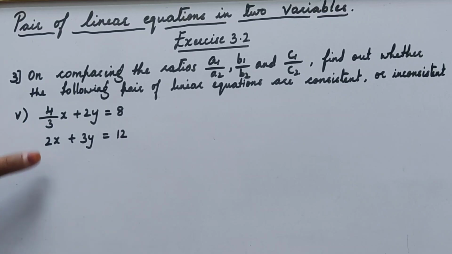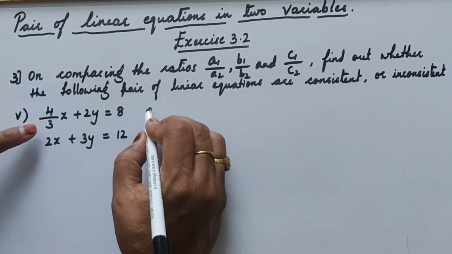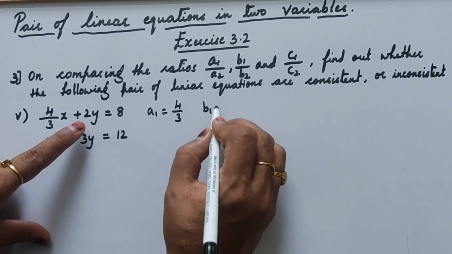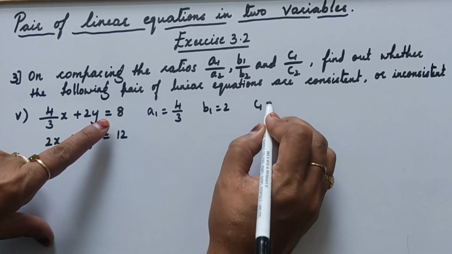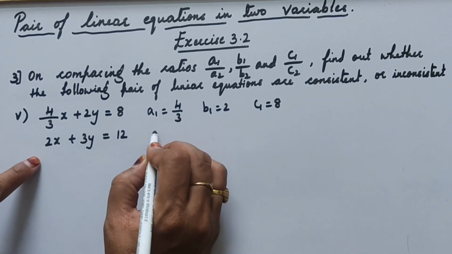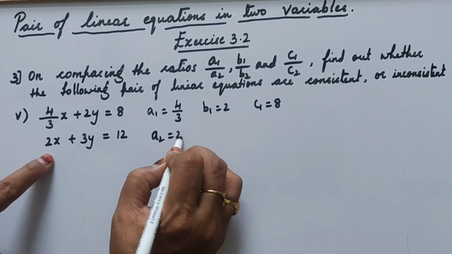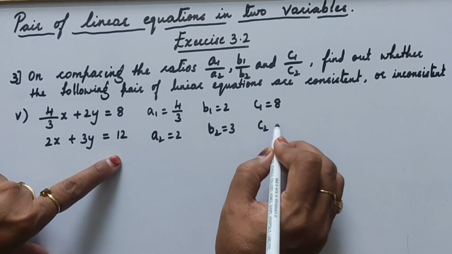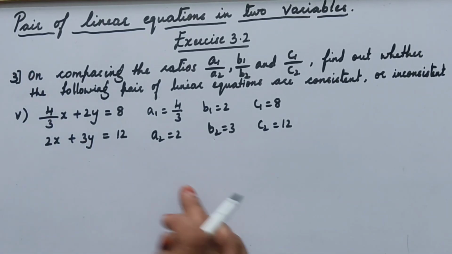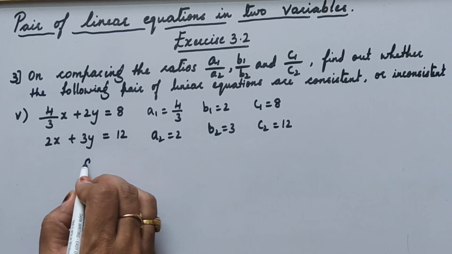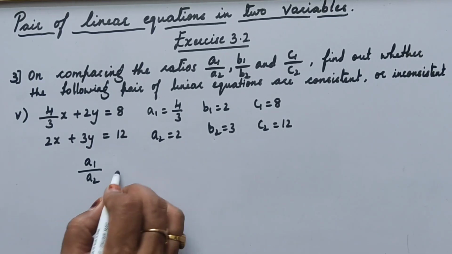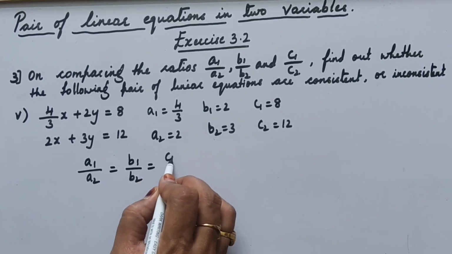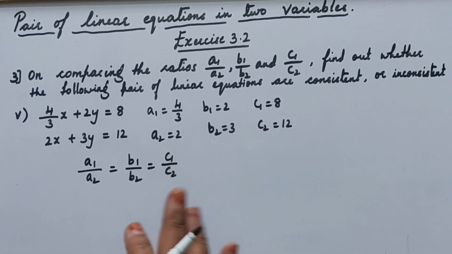Now here we'll just compare. Okay, a1 equal to 4 upon 3, b1 equal to 2 and c1 equal to 8. Now here a2 equal to 2, b2 equal to 3 and c2 equal to 12. Now let's compare, students. Now we have got a1 upon a2 equal to b1 upon b2 equal to c1 upon c2. This is very easy, students.